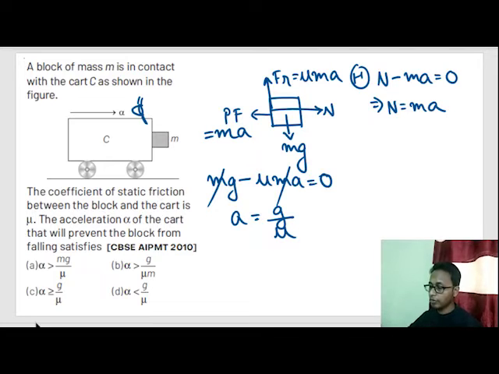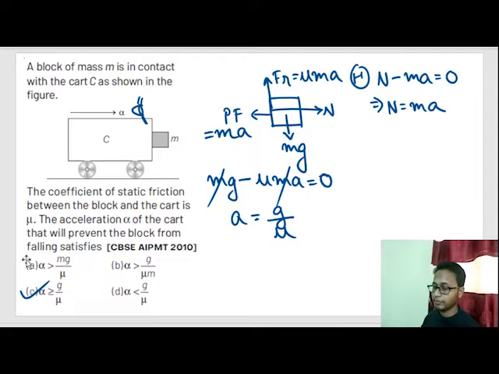Okay, what happens when a is lesser than g by mu? When a is lesser than g by mu, this train moves very slowly. The normal reaction force or the pseudo force decreases. Therefore, this normal reaction force decreases. When this normal reaction force decreases, the maximum value of friction force also decreases. And when this friction force decreases, the mg takes greater power and this person falls down.